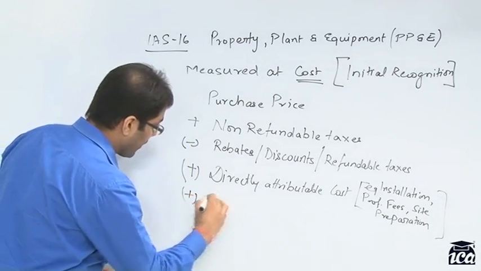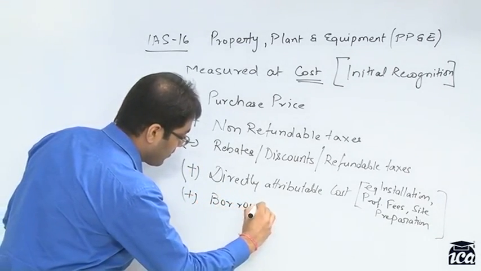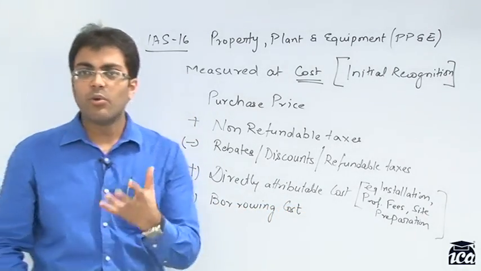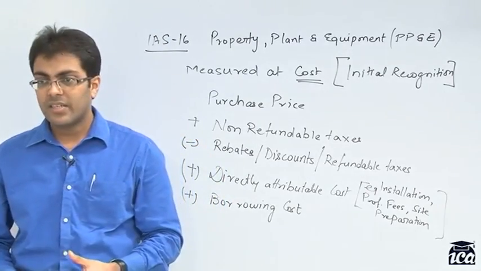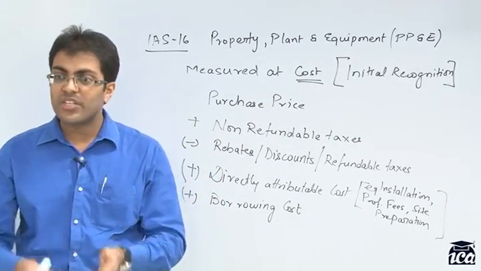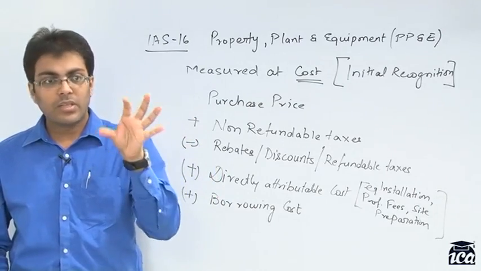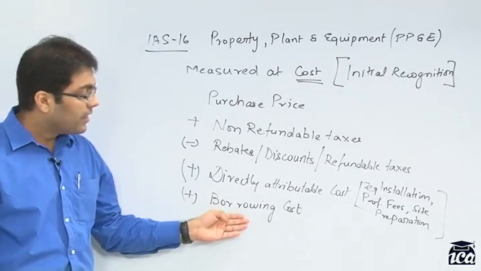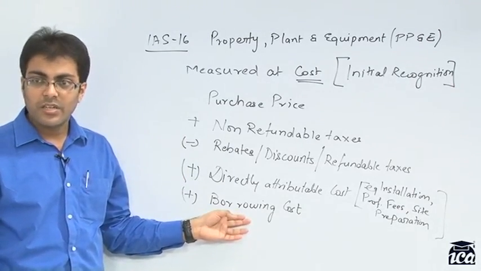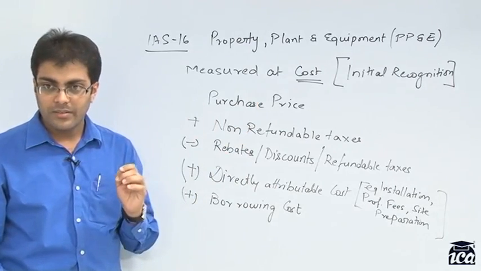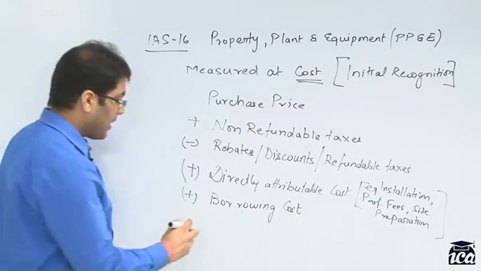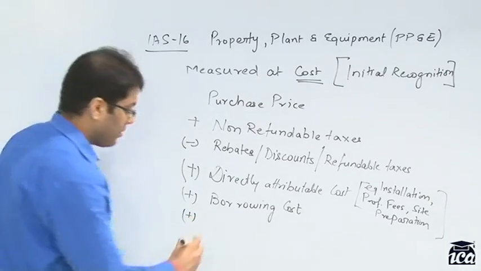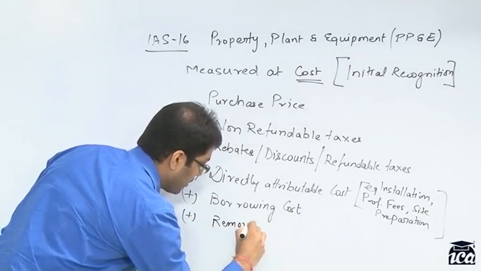Next is any sort of borrowing cost. If I have taken some loan in order to purchase the asset, I know that this loan is only for purchasing this asset only. The cost of my borrowing is directly attributable to this asset, okay. Even the interest cost which is charged will be charged to the asset only, okay. If there are any removal cost, and we'll explain what this means.